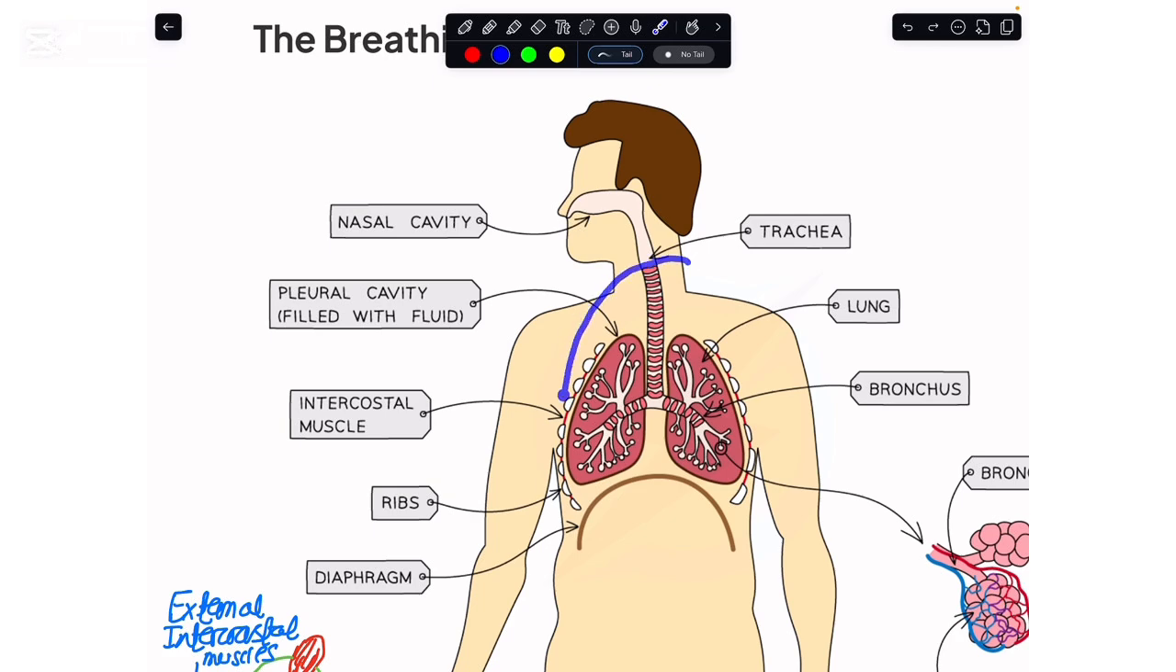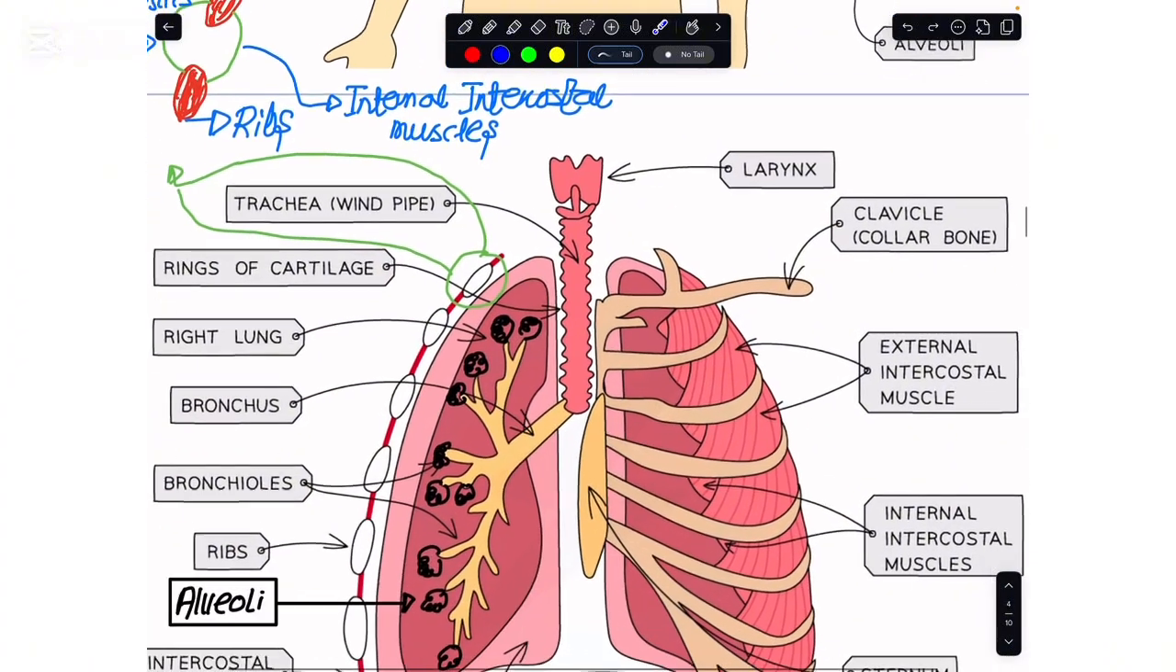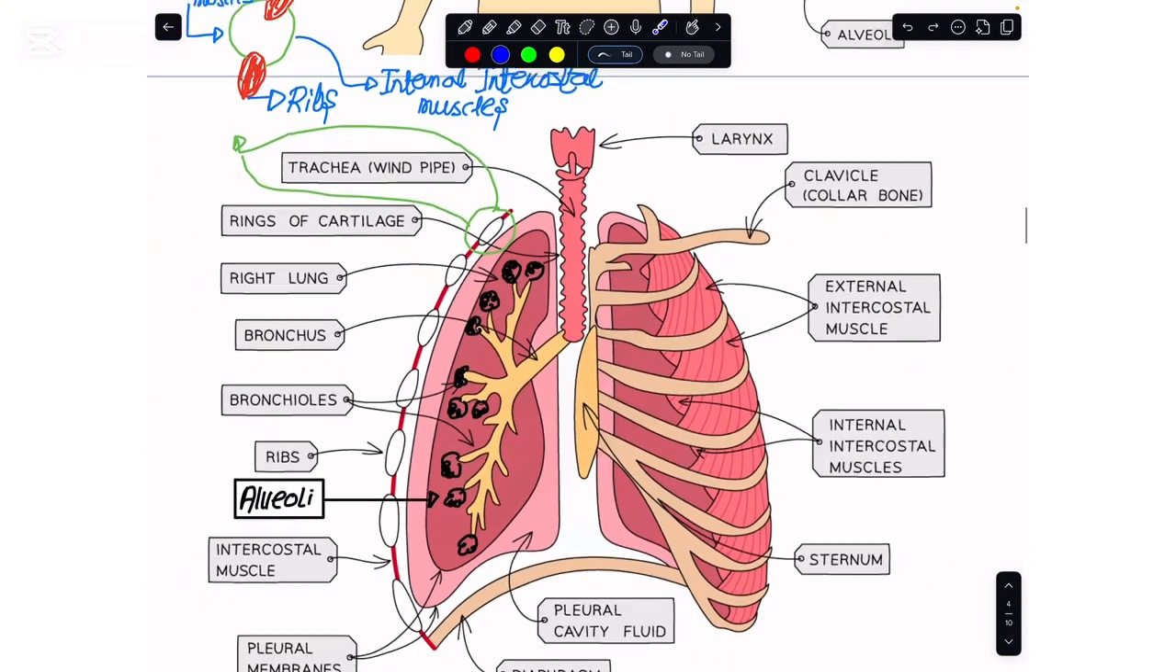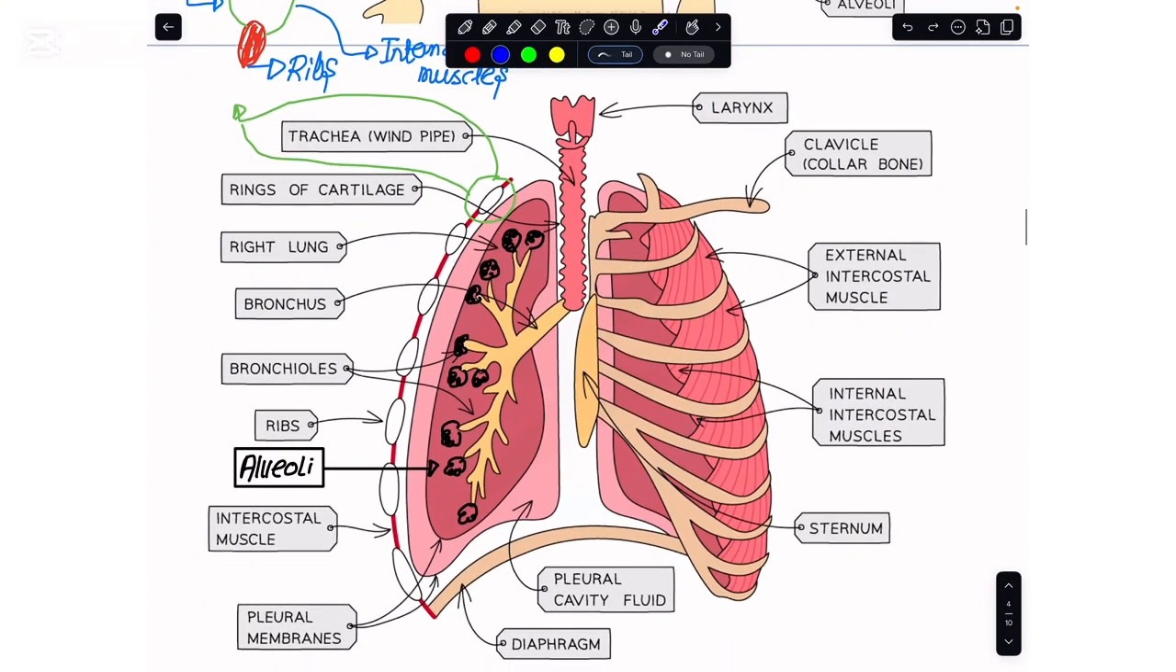In the next diagram, we will see this part in more detail. Here, from the pharynx comes the larynx, and then there is the trachea, which divides further into the bronchi. The bronchi further make smaller tubes, the bronchioles, and these bronchioles terminate in the alveoli.